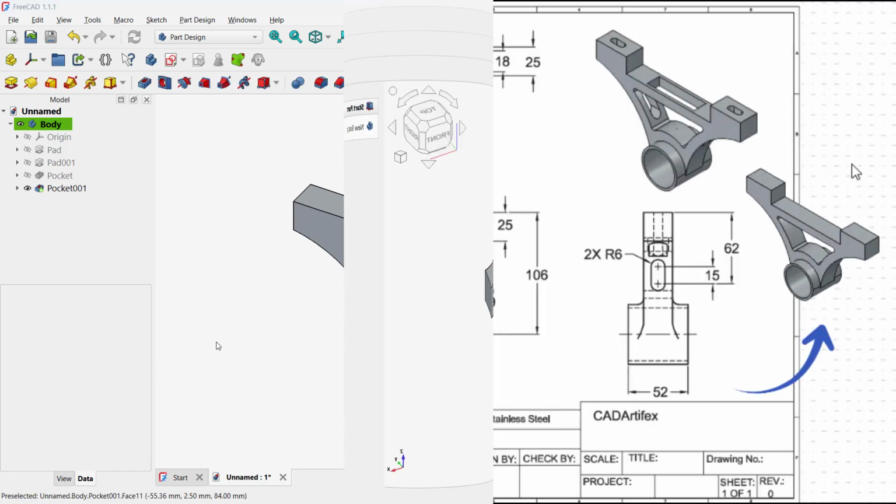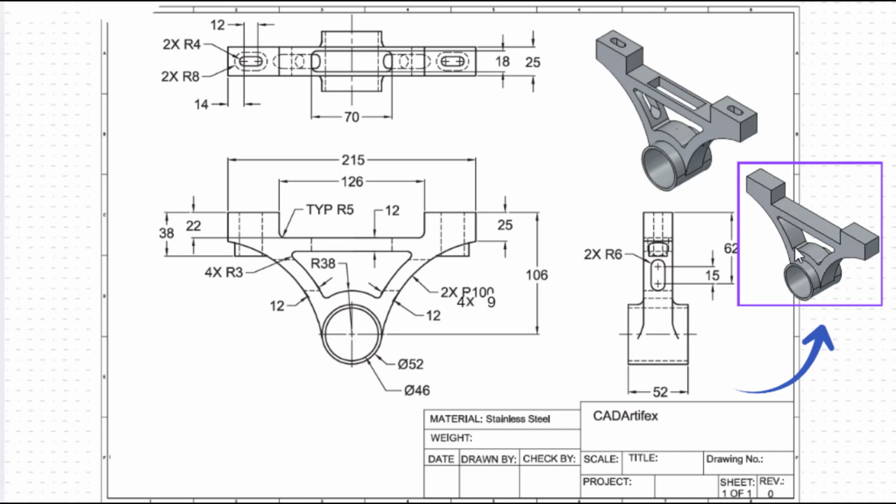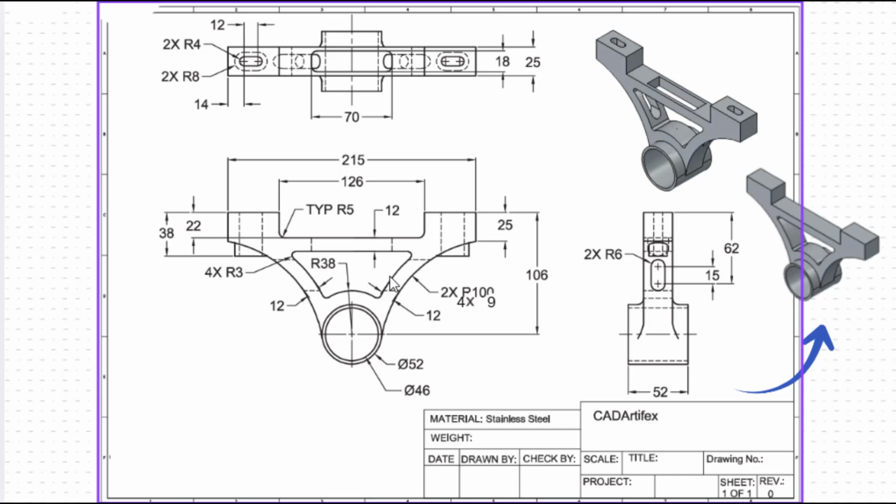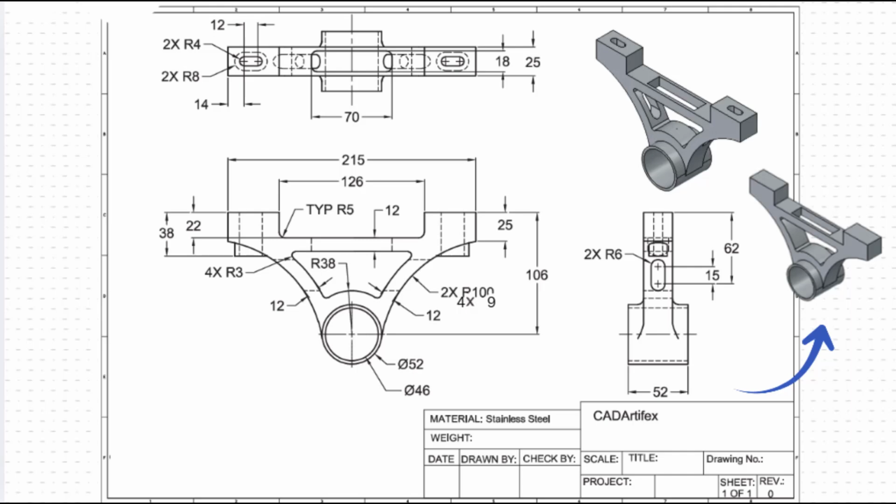Yes. Now next we'll be creating this profile on this front face. You can see this profile which has radius 3 and 38. After creating, we'll give pocket. Next we'll create this top pocket feature which is of length 70 and width 18. Then we'll give pocket.